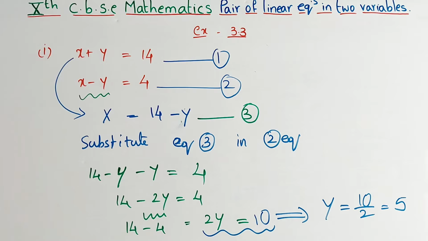Correct? Now you know the y value. Let's put the y value in the third equation now. Because x equal to 14 minus y, right? So from here, x equal to 14 minus y, means 5. 14 minus 5 is 9, children. So x equal to 9, y equal to 5 is the answer.